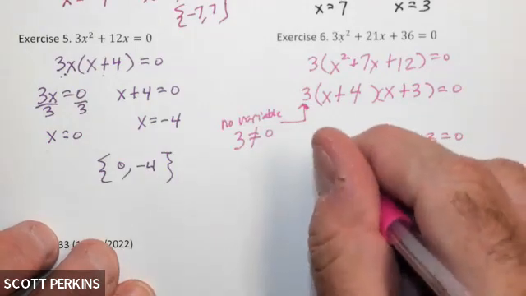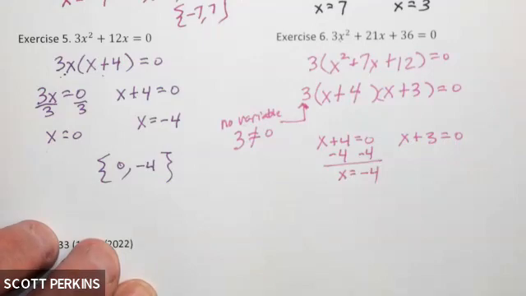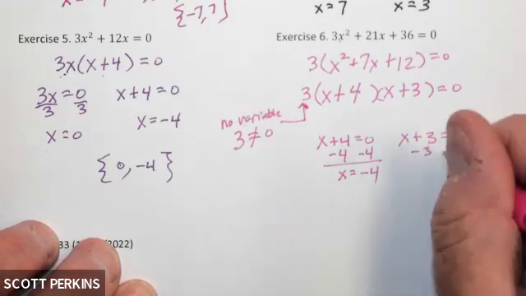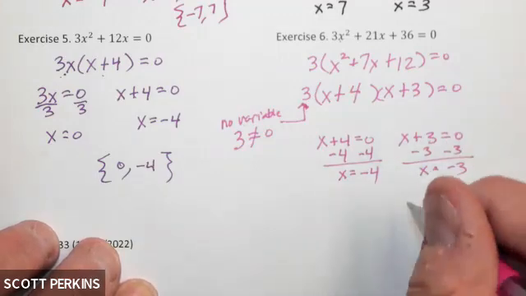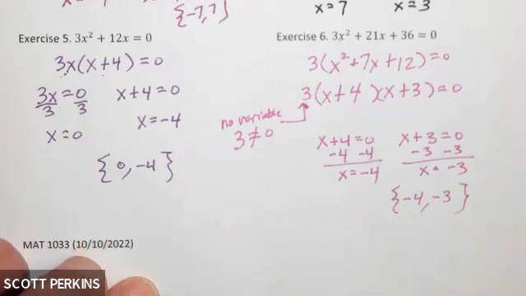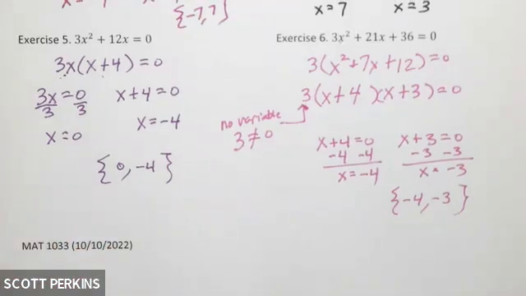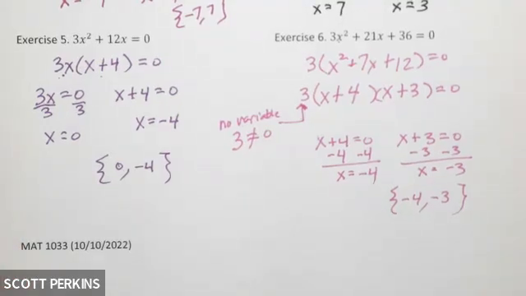So in this case, when I subtract 4 from both sides, I get the first solution is negative 4. The second one, when I subtract 3 from both sides, I get the solution negative 3. And that's my solution set right there, negative 4 and negative 3. Does that seem reasonable? I don't want you conflating those two things. I know they look very similar, but that x makes all the difference.